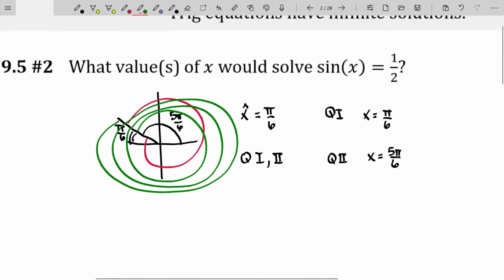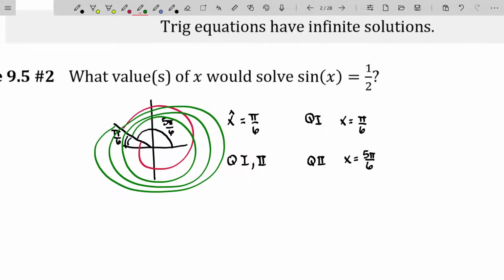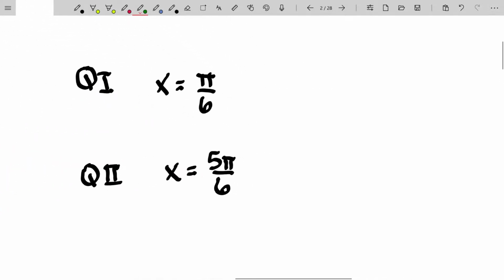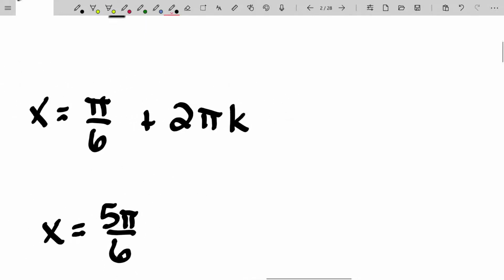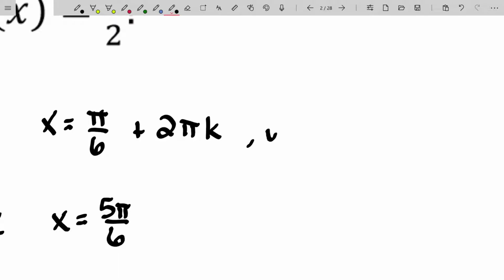So we have to count all solutions, and the easiest way to do that is to say, well, I start at the regular positive x-axis, I move to pi over 6, so that's a solution, plus any rotation of 2 pi thereafter. So that is plus 2 pi k, where k is an element of the integers.